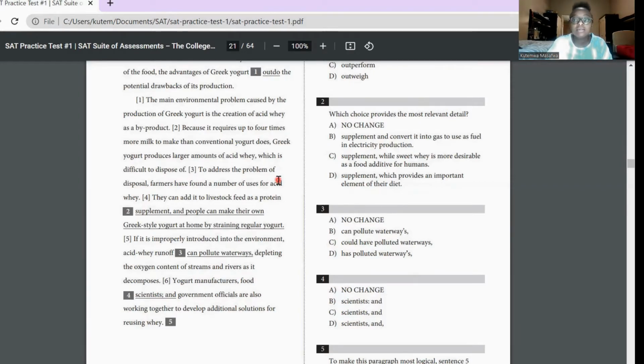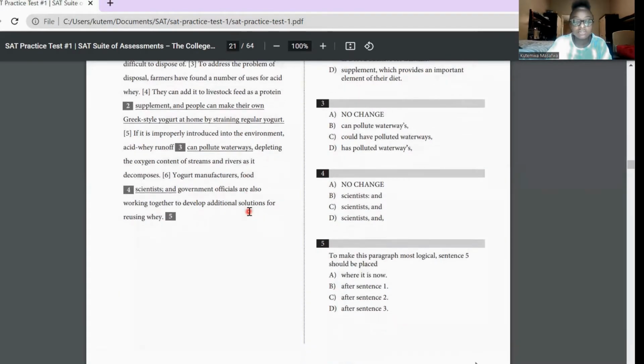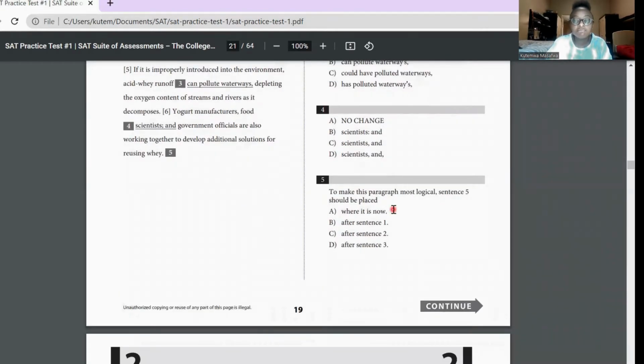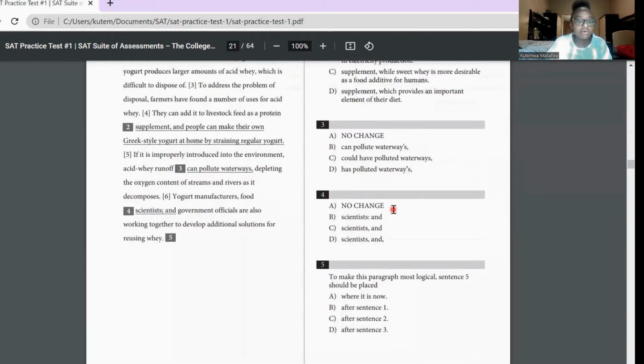That's it. Okay, so number 2 was testing relevance. And this is revision, where you're being asked which sentence is the best, depending on the discussion that has already been put forward. So let's go to number 5, which is the order question. It says, to make this paragraph most logical, sentence 5 should be placed. So what we're doing is working backwards.